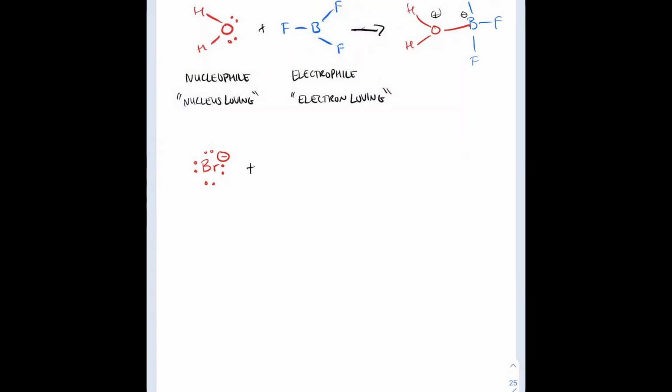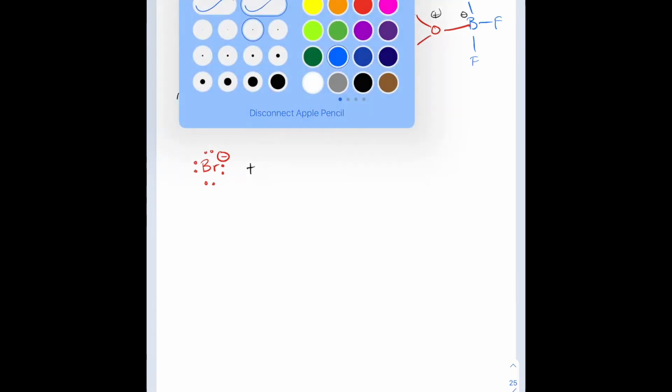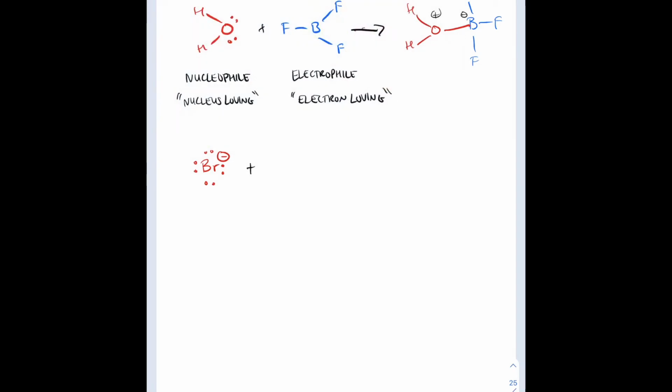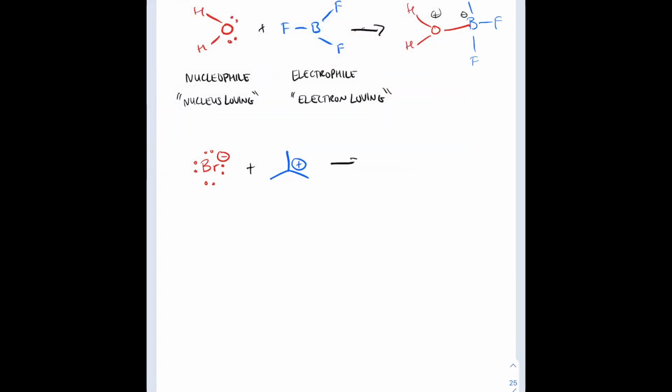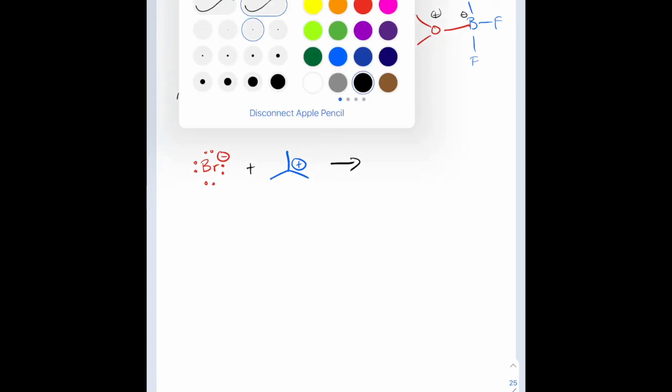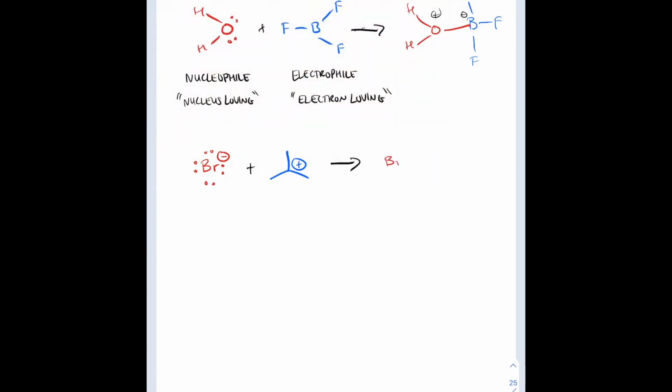The suffix for nucleophile and electrophile just means to love something. And so they love a nucleus and they love electrons. These terms are going to be used throughout the course, so it's really important that you become familiar with them and know that a nucleophile is an electron-rich species while the electrophile is an electron-poor species. And you could also call them the Lewis base and the Lewis acid, respectively.